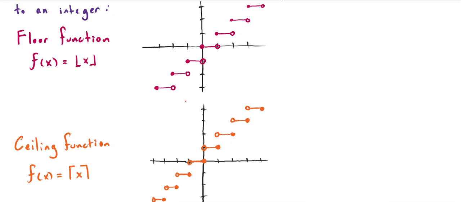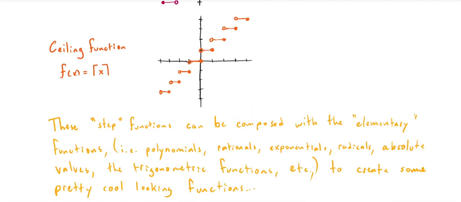And so these are actually a very interesting kind of function to compose with other functions, and you can get some pretty interesting graphs out of that which have the same property of jump discontinuities. While these are interesting functions in their own right, what we're really interested in is composing them with the elementary functions. And by elementary functions, I mean things that you've studied in your algebra class, like the polynomials, the rationals, exponentials, radicals, absolute values, trig functions, and so on. No special weird functions here, but we're going to take these floor and ceiling functions and stick them into the elementary functions to create some neat looking graphs.